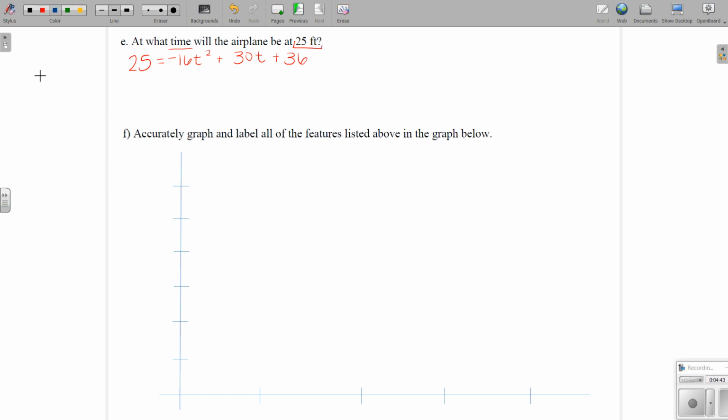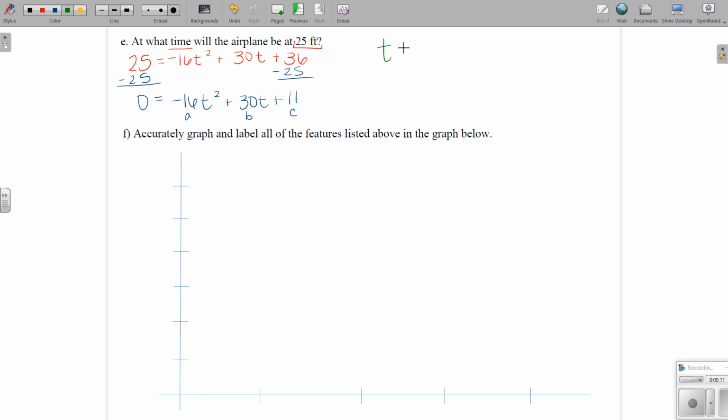And if I'm going to solve it by quadratic formula, I have to get it set equal to 0 before I can move on. So I first have to take that 25 away from both sides. So we get 0 equals negative 16t squared plus 30t, and then 36 minus 25, that's going to be plus 11. So your A value is negative 16, your B is 30, and your C is 11 when we plug it into the quadratic formula.